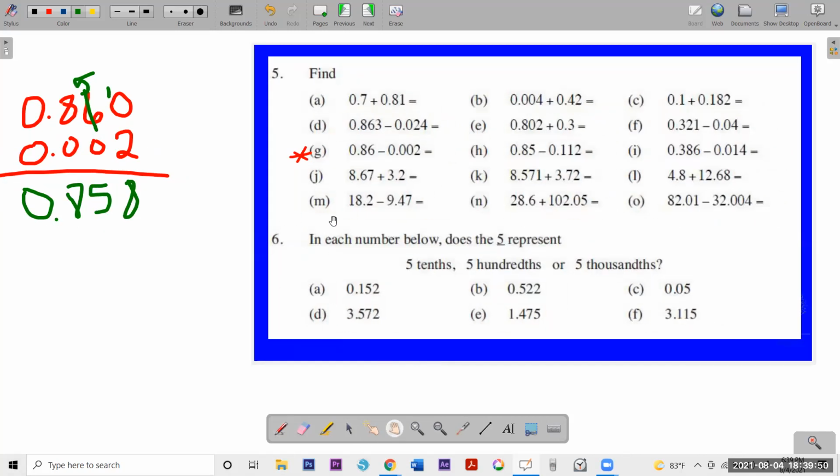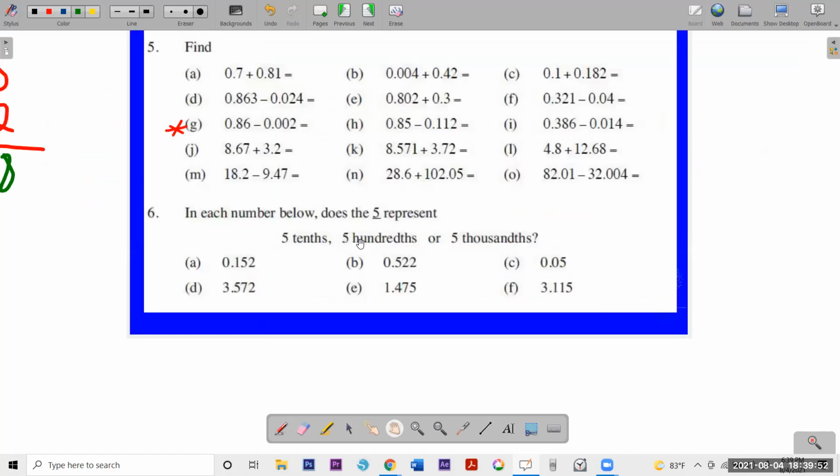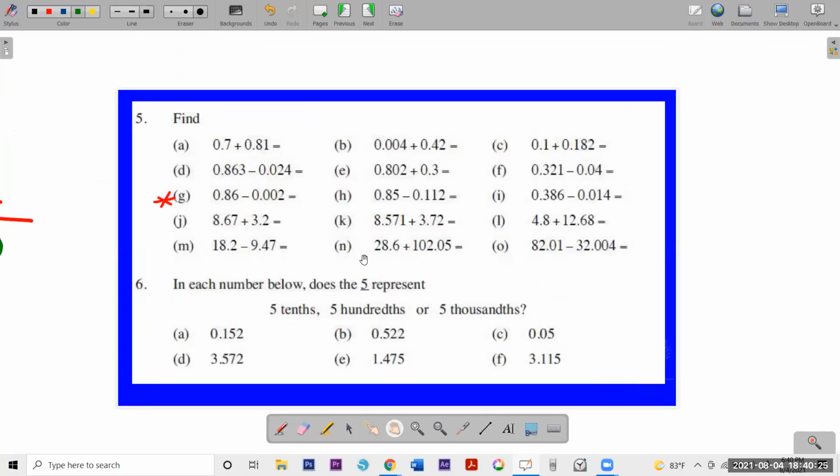In each of the numbers below, does the 5 represent 5/10, 500, or 5,000? So let's do this quickly. A, what is it? 5/10, 100, or 1,000? Hundreds. Thank you. Next, B, we're moving along quickly. We're just doing a quick revision. B, tens. Tens, excellent. I'm going to move on to E. E, what does it represent? Thousands. Thousands, excellent.